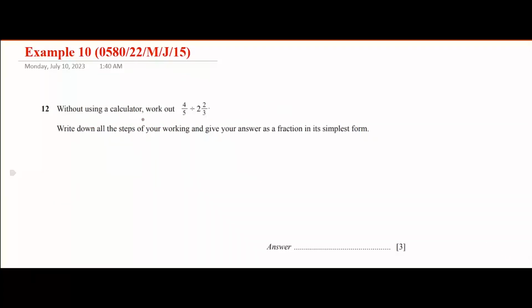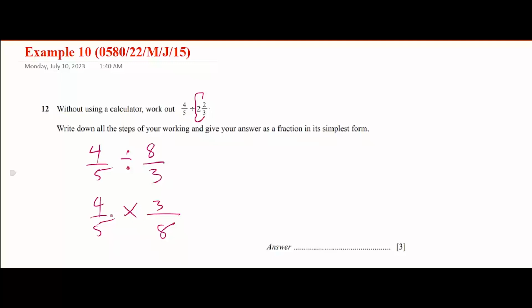Without using a calculator, work out 4 out of 5 divided by 2 whole 2 out of 3. The first thing we need to do is to write this mixed fraction as an improper fraction. That will be 3 times 2 is 6, 6 add 2 is 8. So we have 8 out of 3. Then the next thing we need to do is to write this division as multiplication. When you do that, 3 goes up and 8 comes down. If you check, there's something that can go in 4 and 5. There's nothing that can go in 3 and 8.